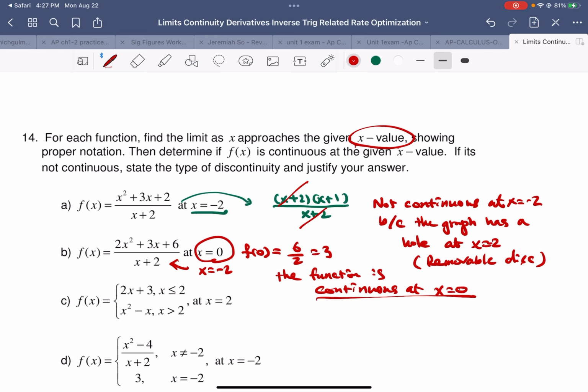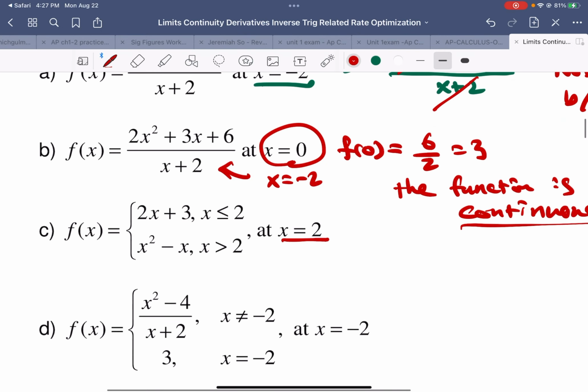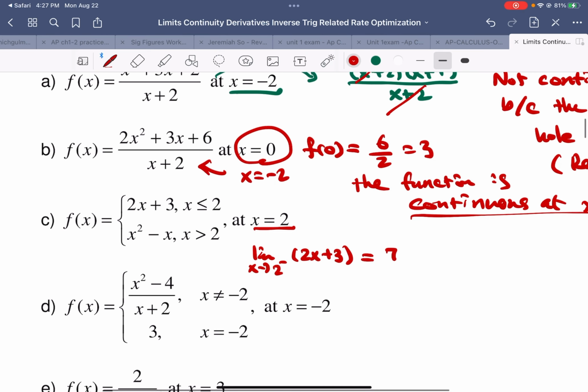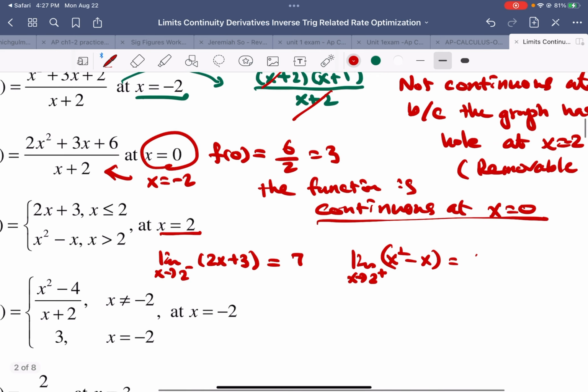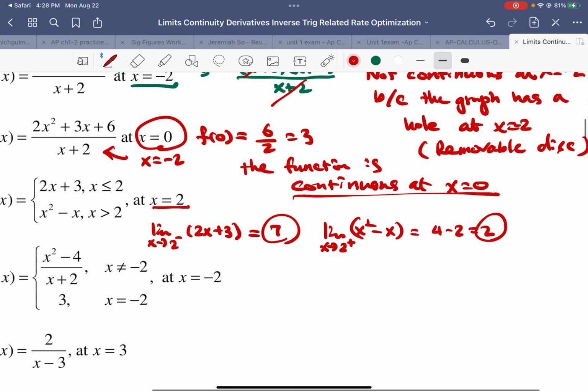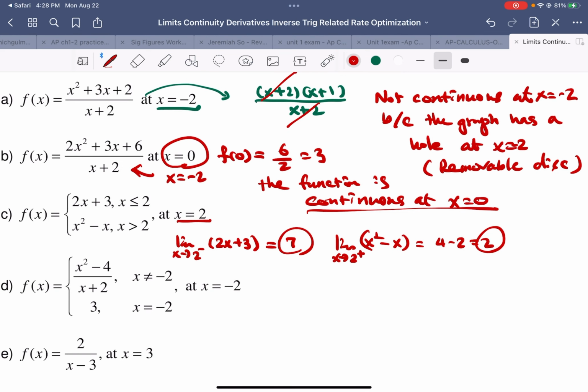Okay, next one, C. Our interest is at x equals 2. So let's do that. The limit as x approaches 2 from the negative side means 2x plus 3 there. So when you plug in 2, you get 7. Now, the limit as x approaches 2 from the positive side, x squared minus x. Then when you substitute 2, 4 minus 2 is 2. And then you see that the left-hand limit and the right-hand limit are different. So that is what we call a jump discontinuity, right?